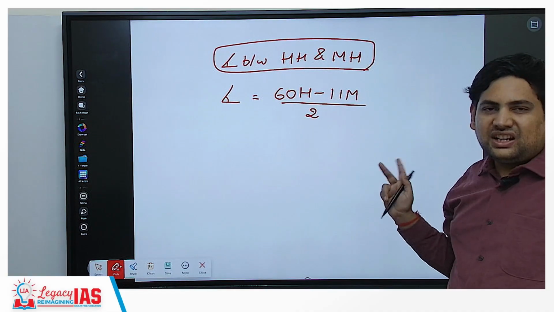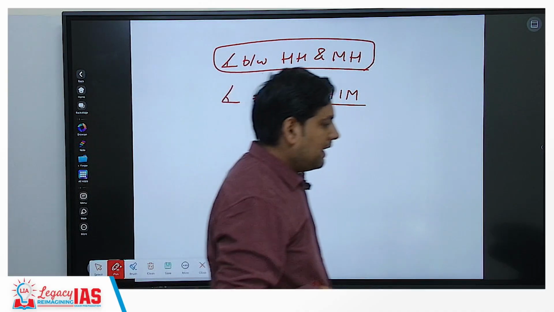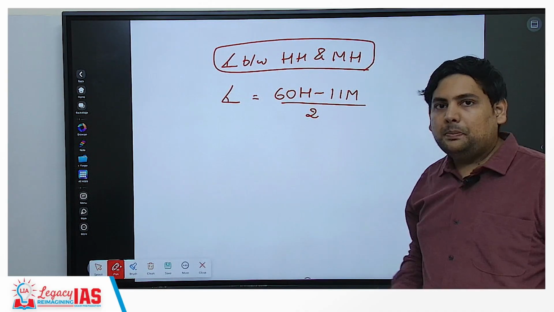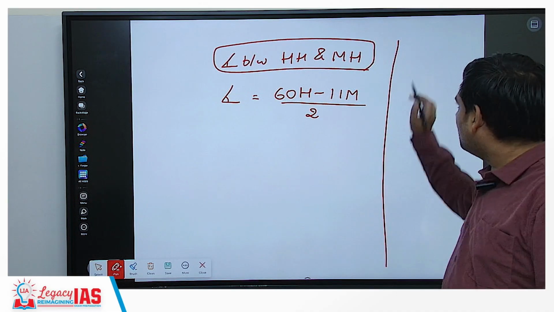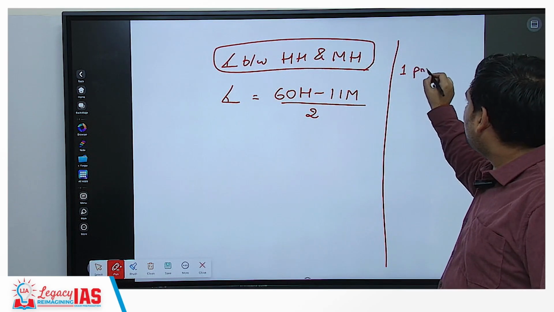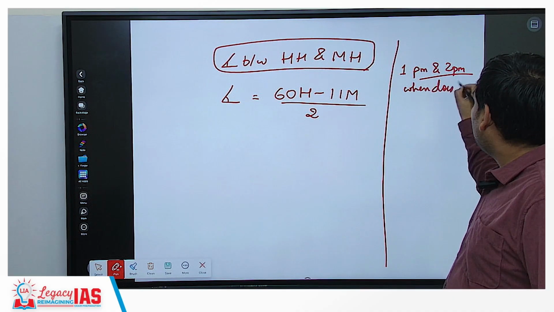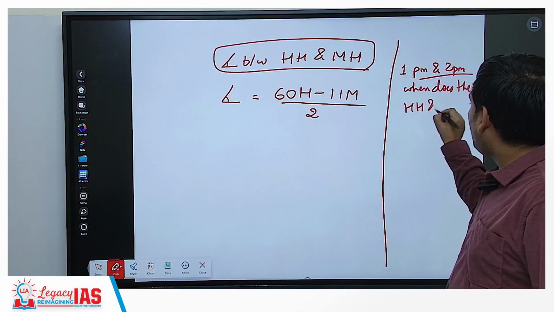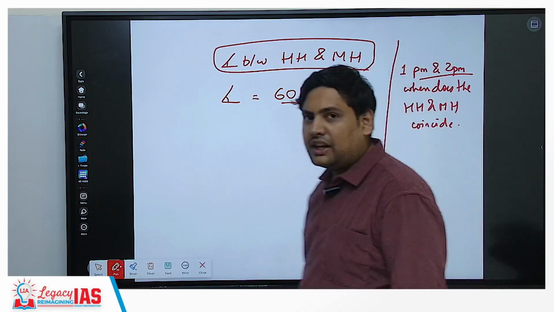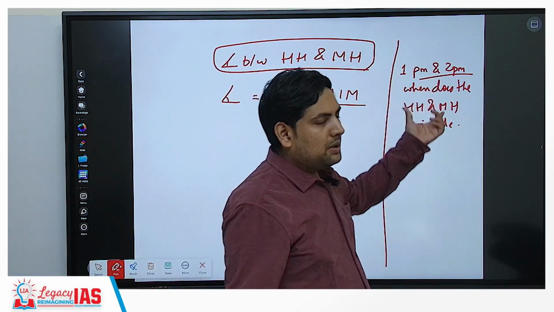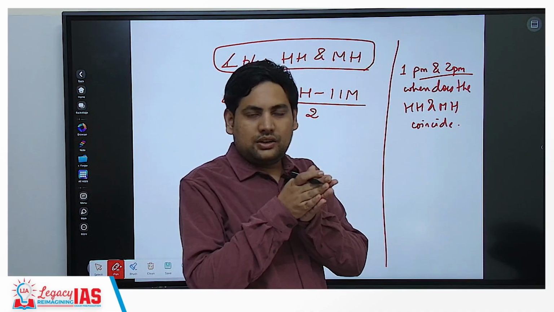Now, what are this h, m, whatever? See, if I ask you, let's say this is the question, between 1 p.m. and 2 p.m. when do the hour hand and minute hand coincide? Now I need to find the time between 1 p.m. and 2 p.m. when the hour hand and minute hand coincide. Coincide means they go one over another, that is, overlapping.